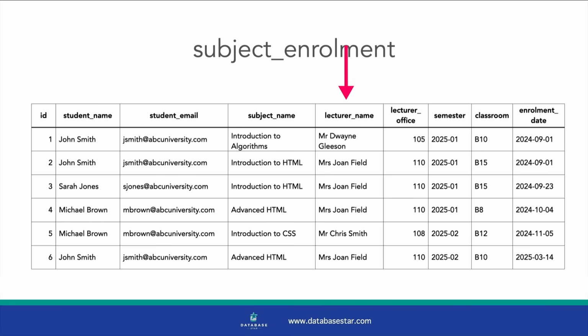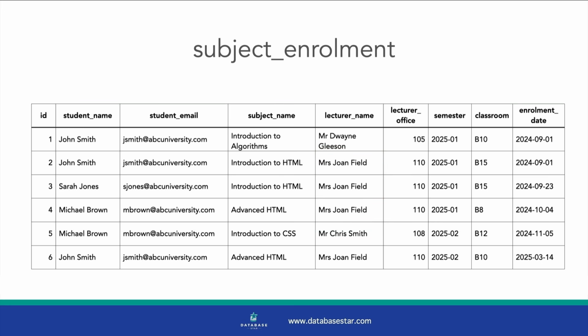In our data, we have a column called lecturer name. This represents the person who is lecturing the subject or teaching the subject. Our table shows a list of subject enrolments, as you know. The problem here is that the name of the lecturer depends on the subject and not on the enrolment. For example, Mrs. Joan Field is the lecturer of the subject Introduction to HTML. This lecturer name is a property of the subject and does not change for each enrolment. So the lecturer is not dependent on the enrolment.